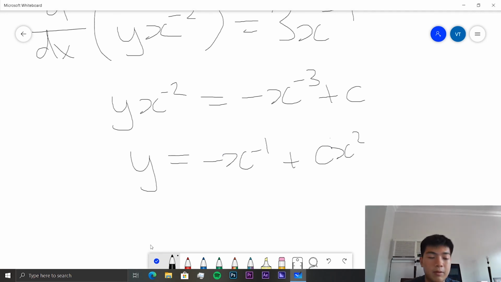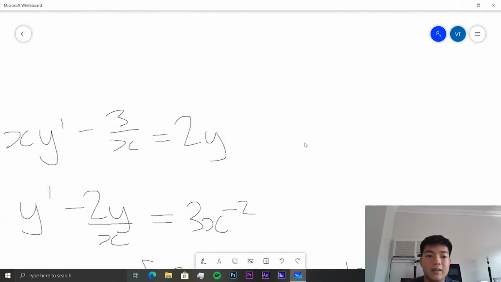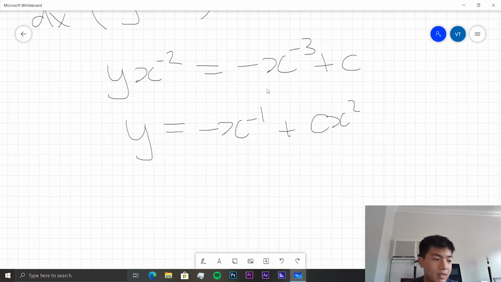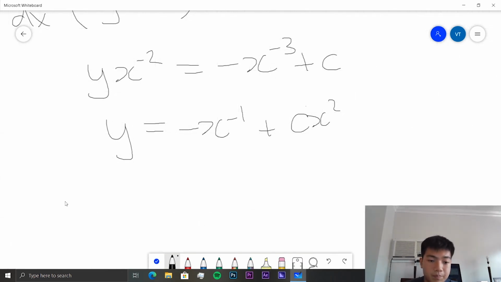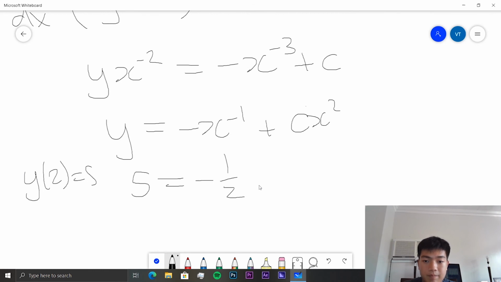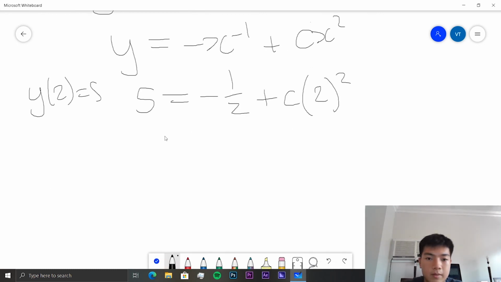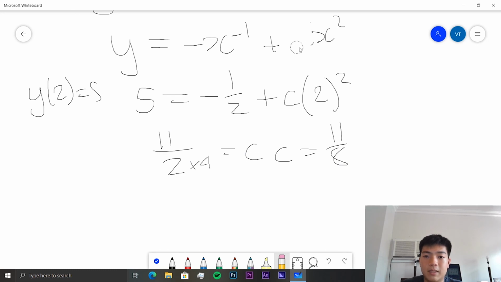Yep. And so we have the initial values that, oh, I didn't write them, but we have the initial values that y of 2 is equal to 5. So we have 5 is equal to negative 1/2 plus c times 2 squared. 11 over 2 divided by 2 times 4 is equal to c, so c is equal to 11 over 8. So we have y is equal to negative x to the minus 1 plus 11 over 8 x squared.